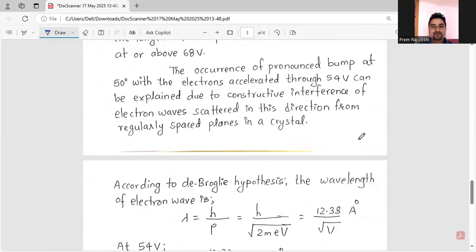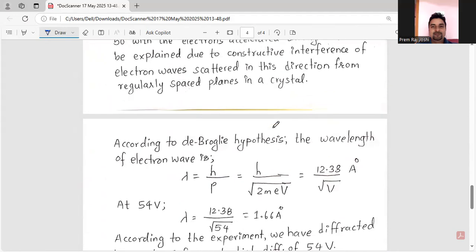The occurrence of this high bump at 50 degrees, with electrons accelerated through 54 volt, can be explained by the constructive interference of the electron waves scattered in this direction from regularly spaced planes. So the basic cause behind this is the interference of the scattered beams which are scattered from the different planes of the nickel crystal.